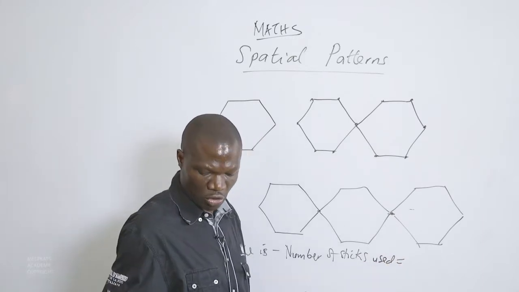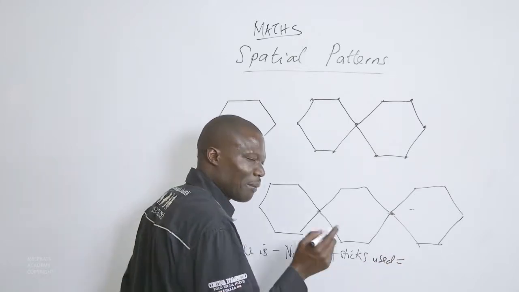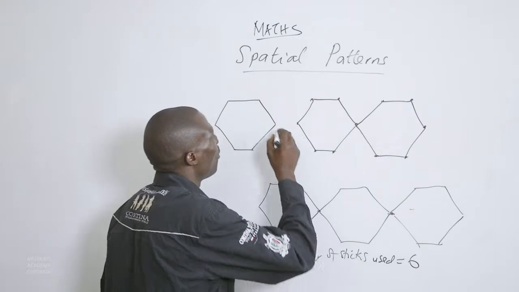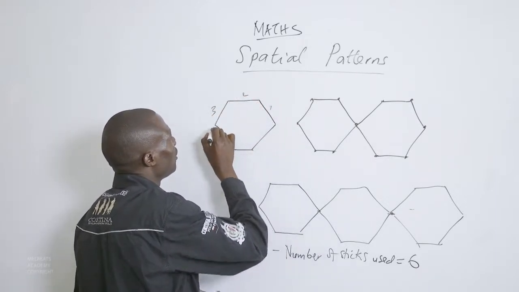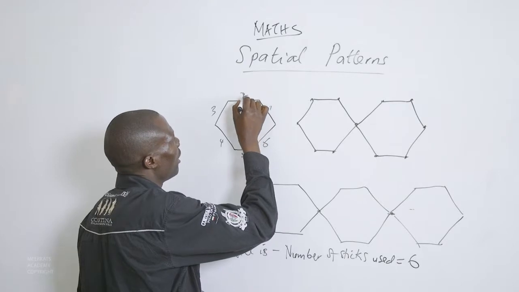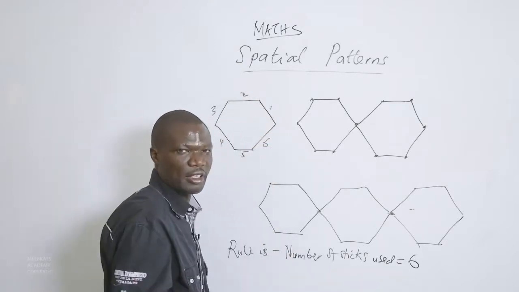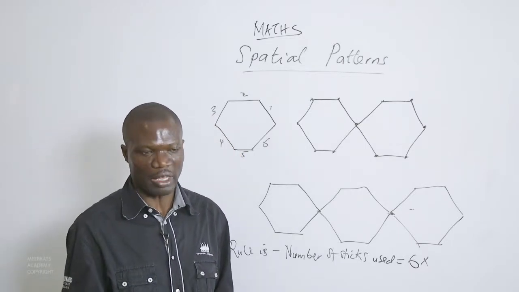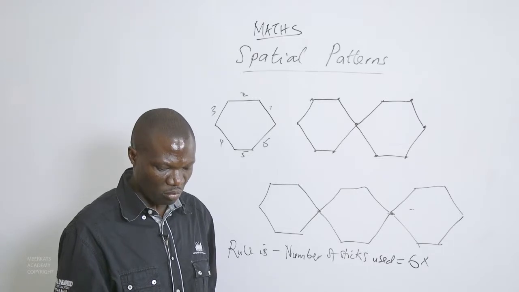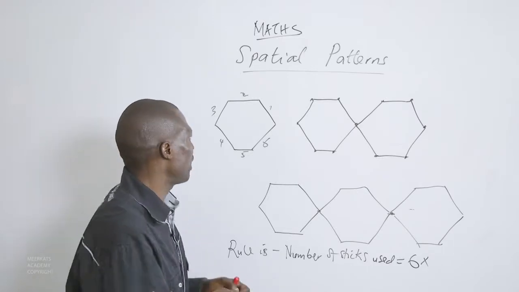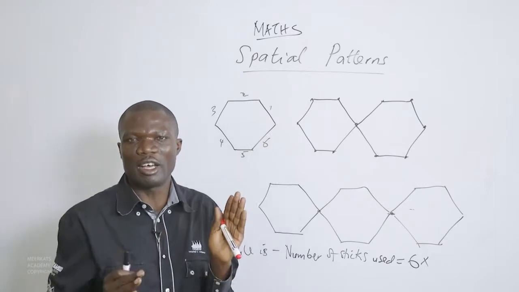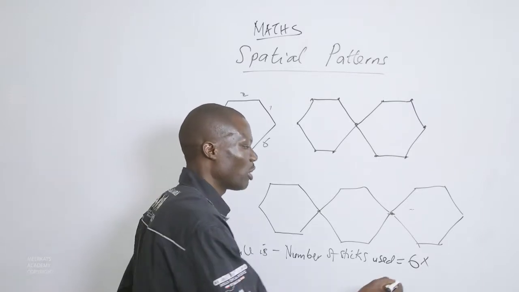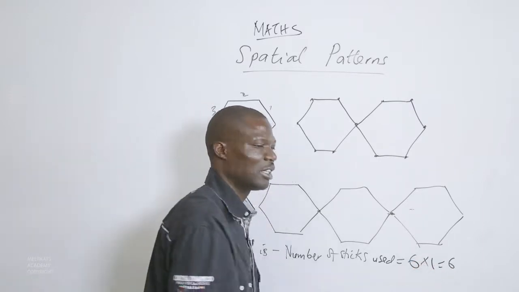The number of sticks used is equal to the number of sticks used to make one shape, which is how many sticks? 1, 2, 3, 4, 5, 6. So there are 6 sticks. So I write there 6 multiplied by what? The number of hexagons. And the number of hexagons formed depends. If we are to talk about one particular hexagon, we shall say 6 times the number of hexagons, and it's 1. You place 1, so the answer is 6 sticks.